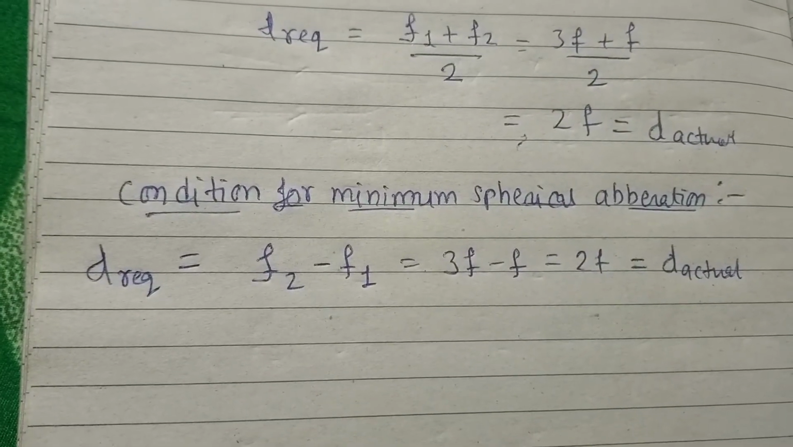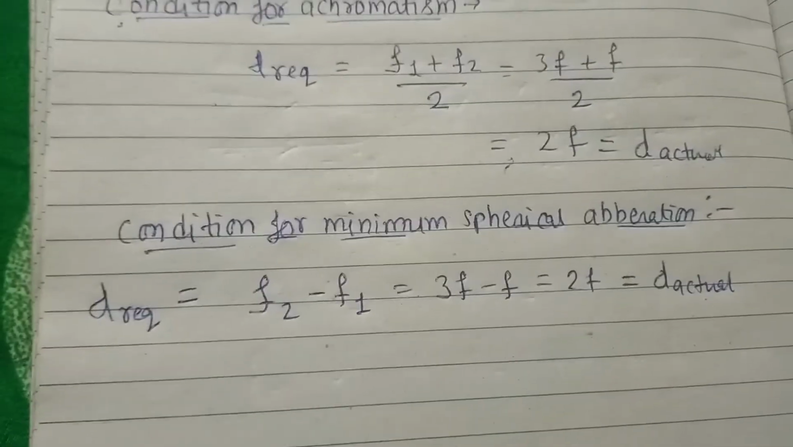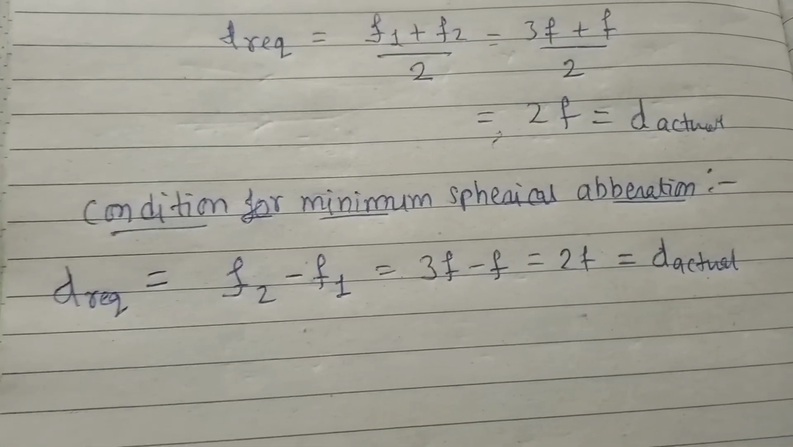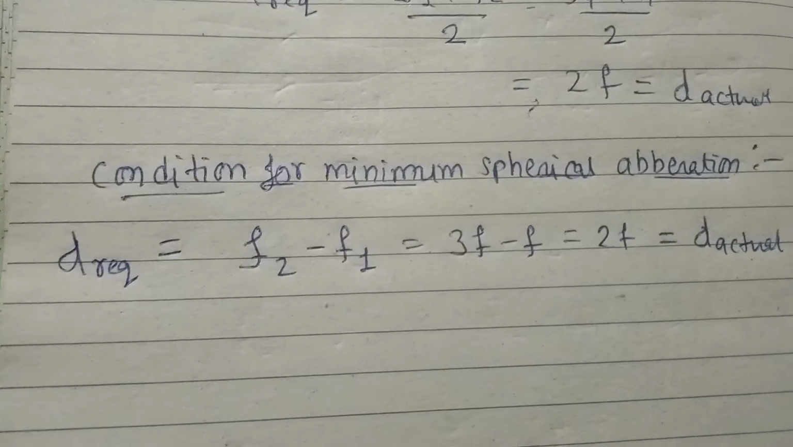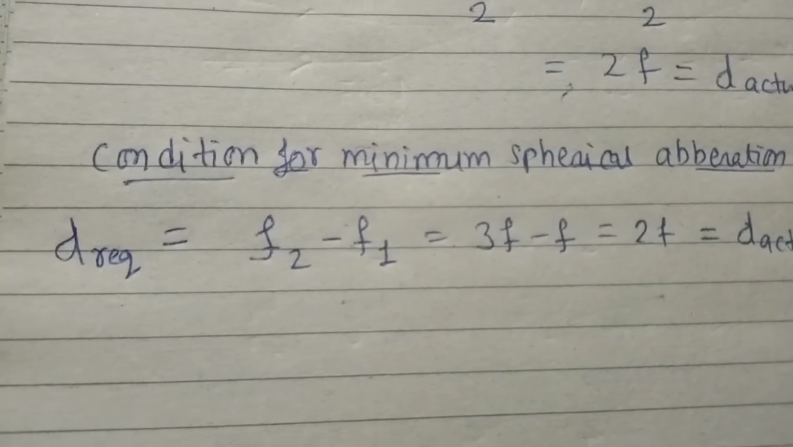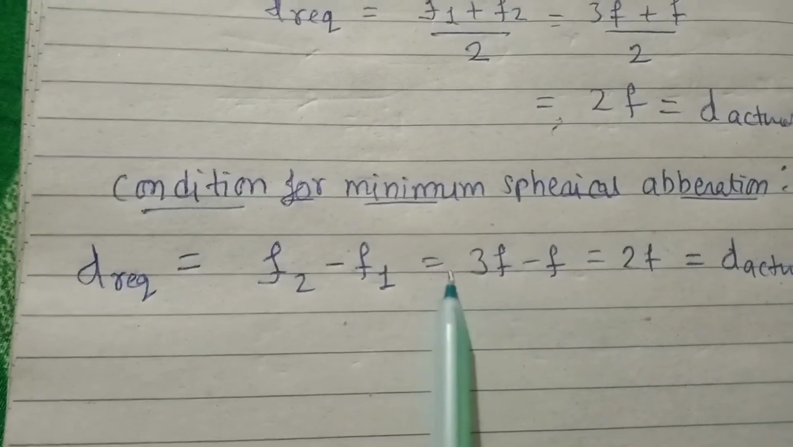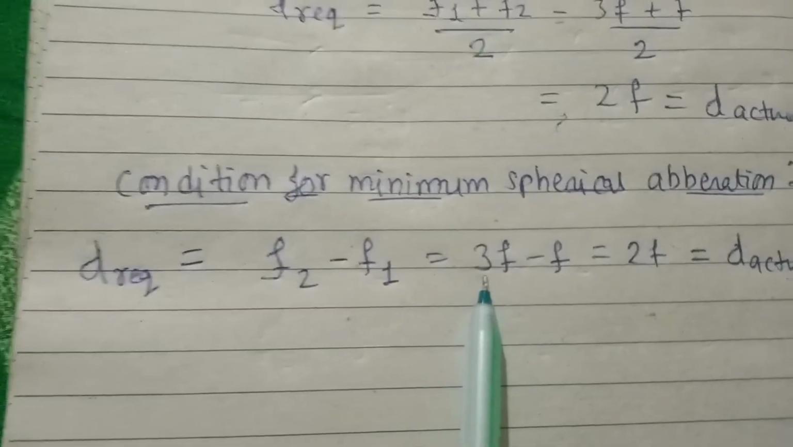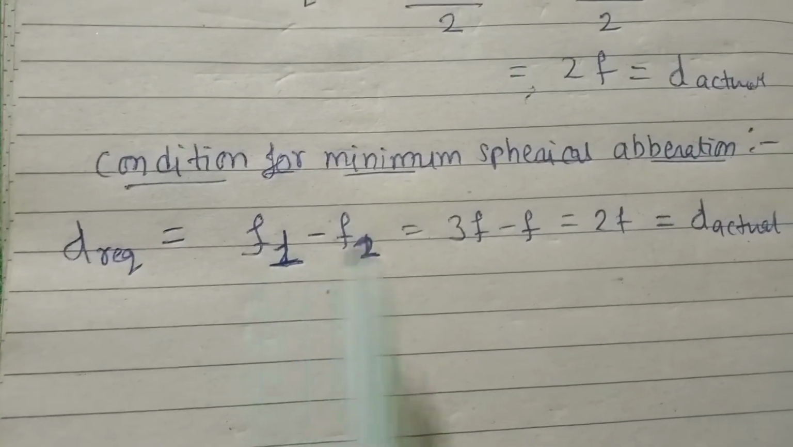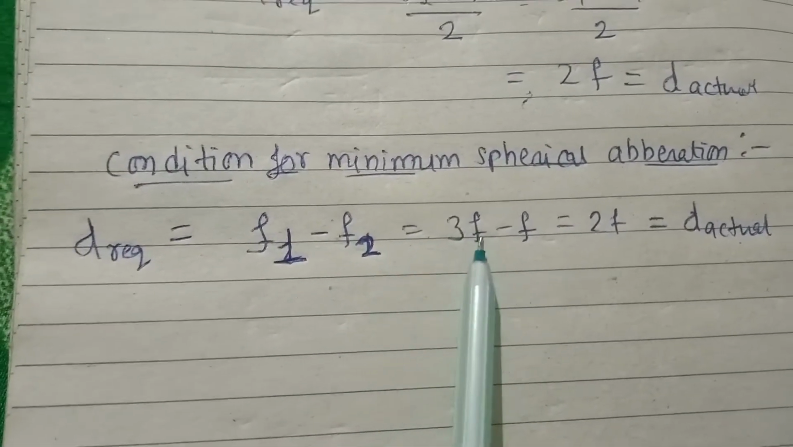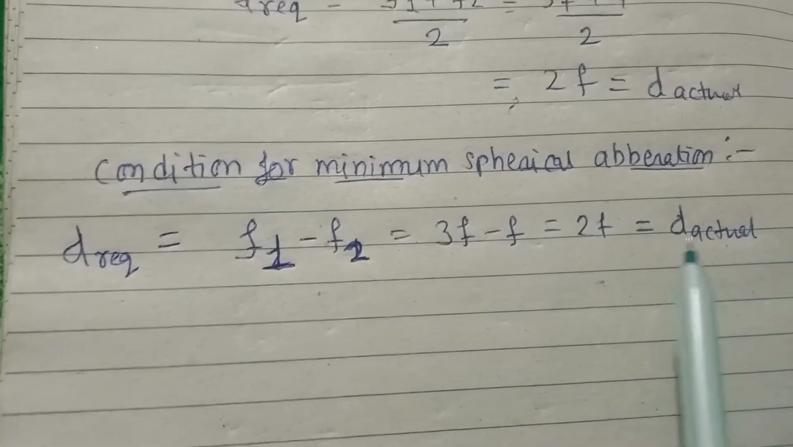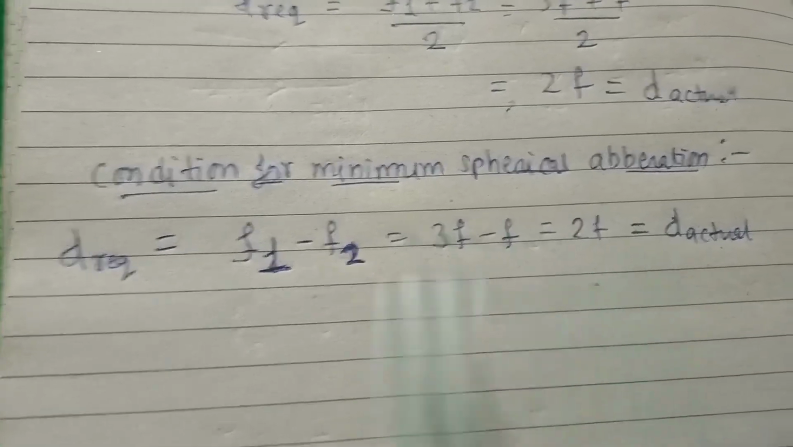Now condition for minimum spherical aberration. So to obtain the minimum spherical aberration, the distance of separation between both the lenses is equal to the difference of the focal lengths of the two lenses, that is f2 minus f1, and in our case f2 is equal to 3f. So sorry, it was a mistake. So here f1 minus f2, and f1 is 3f and f2 is f, so 3f minus f, that is 2f, and in our case it is actually 2f, so the actual distance between both the lenses is 2f, so d required is equal to d actual.